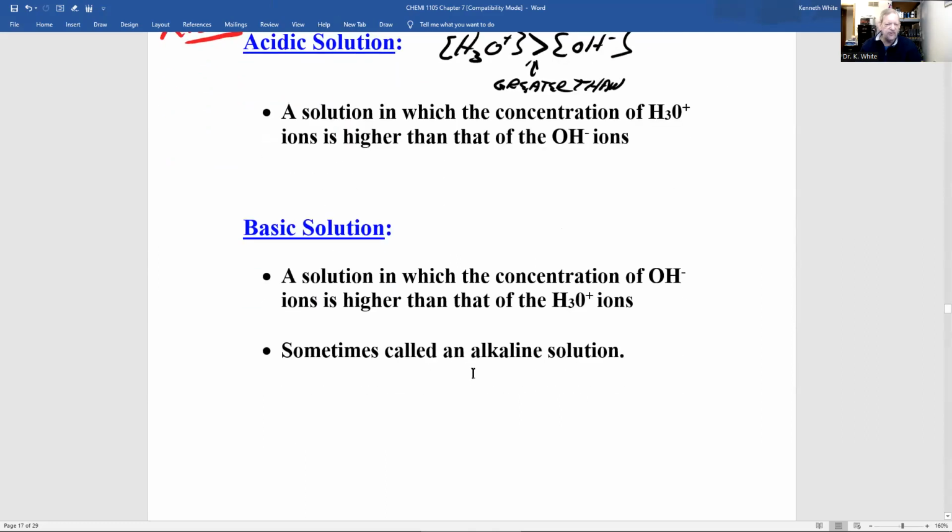Now, the next one you should know is basic solution. And a basic solution is a solution in which the concentration of hydroxide ion is greater than the concentration of hydronium. So for a basic solution, you should know hydroxide concentration is greater than hydronium ion concentration. Now, basic solutions are sometimes called alkaline solutions.